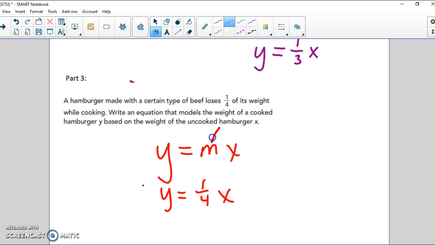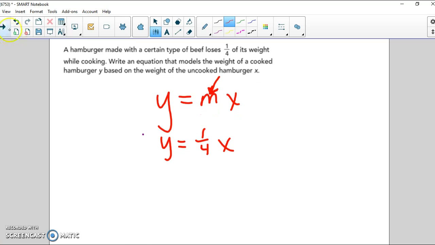Remember that our slope, our m, is also, you can think of it like your rate. It's the rate of change. So that's a good way to remember what type of value fills that spot in the equation.